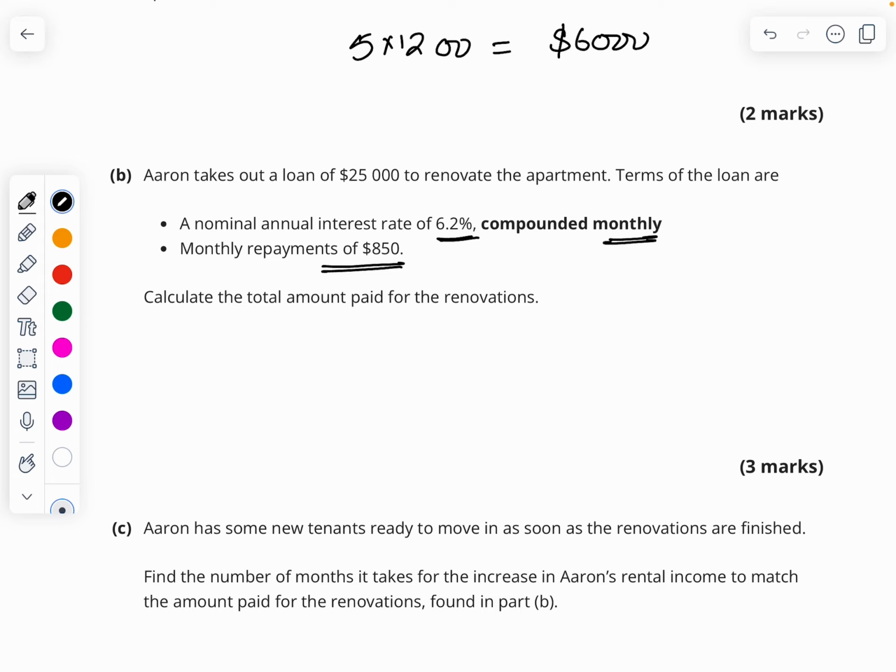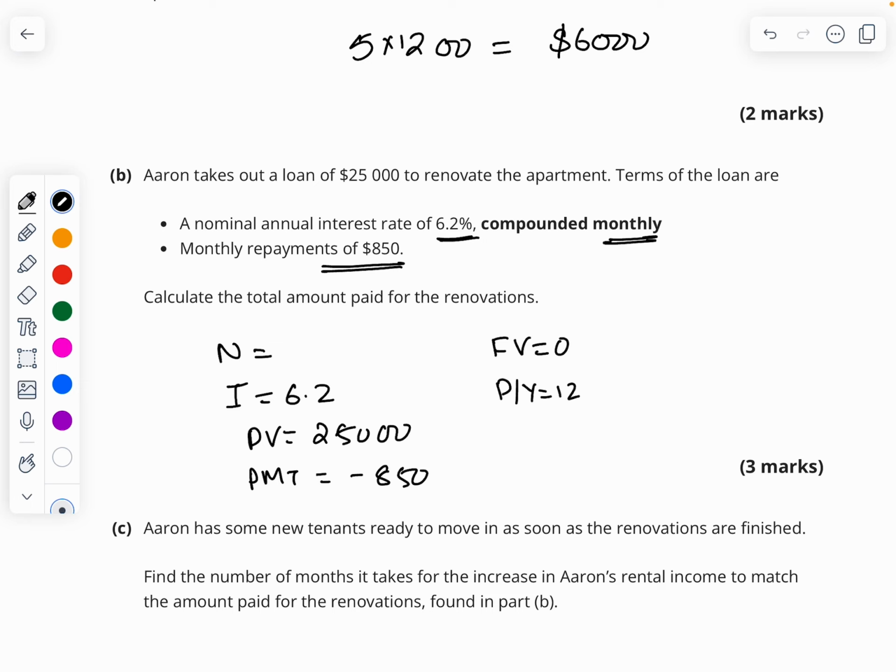So we don't know what is going to be the duration of the loan. So n we have to calculate, interest rate is going to be 6.2%. He is getting the loan, so therefore 25,000 is positive. Then PMT he is paying from his pocket, therefore minus 850. Then future value should be 0. P upon Y, every month he is paying, so compounded is also monthly, so 12. So calculate the value of n.